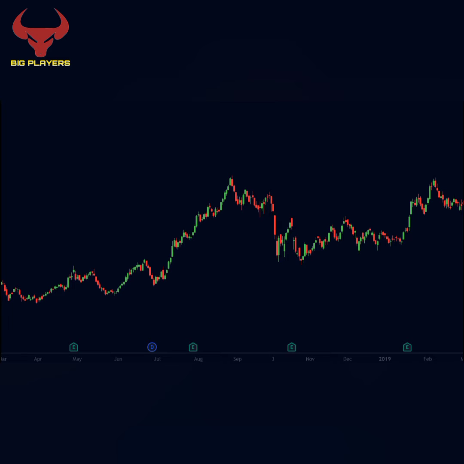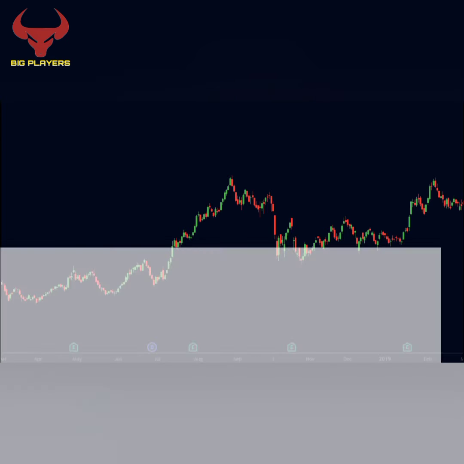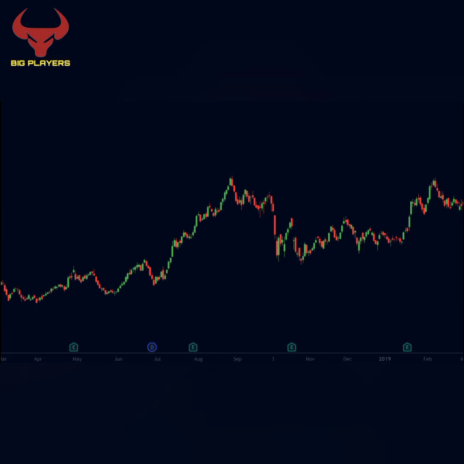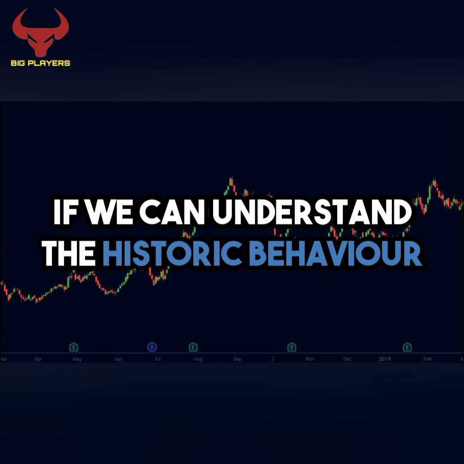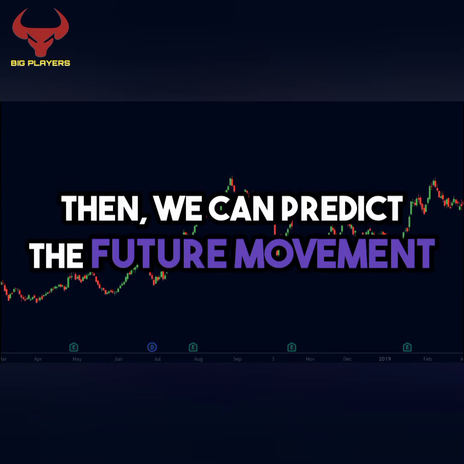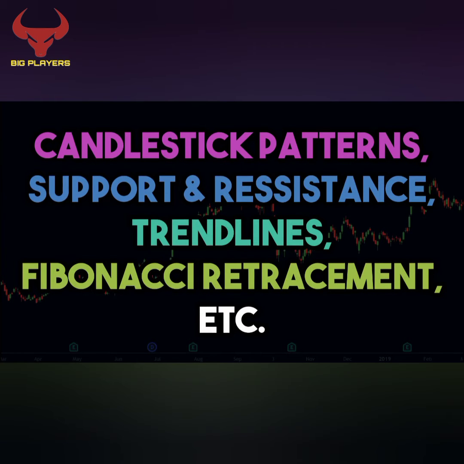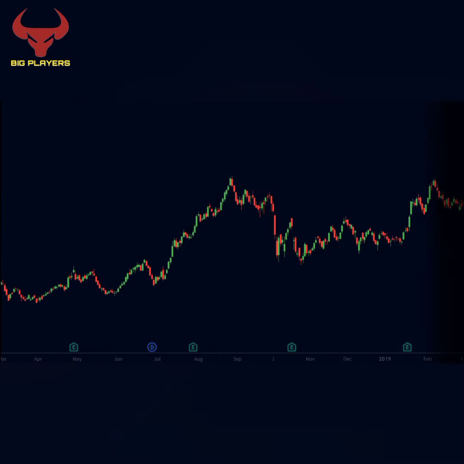First, let's understand what price action is. Price action can be simply defined as the historic movement of the price over a particular period of time. Price action helps us in understanding the historic behavior of the price. If we can understand the behavior of the price, then we can effectively predict the future movements of the price. Price action trading generally consists of technical tools like candlestick patterns, support and resistance, trend lines, Fibonacci retracement, etc.